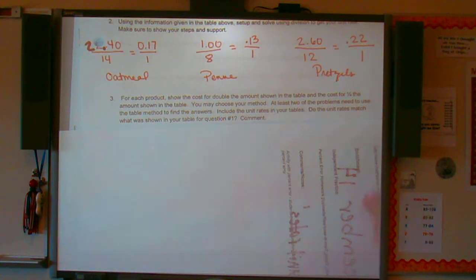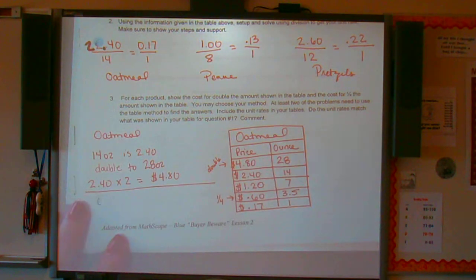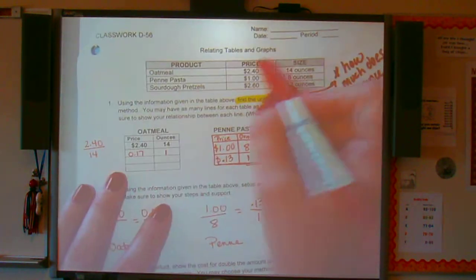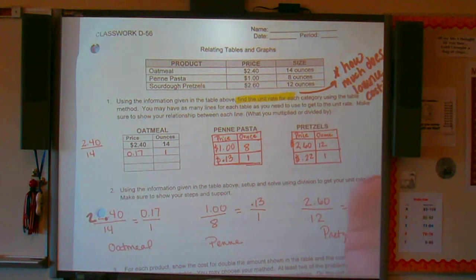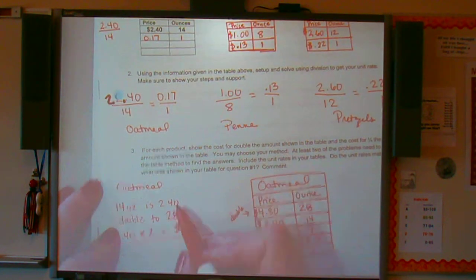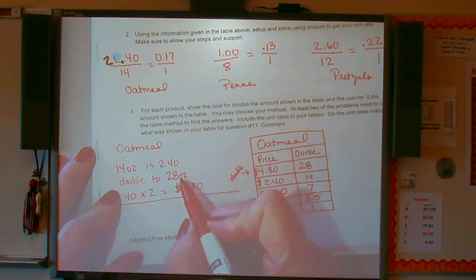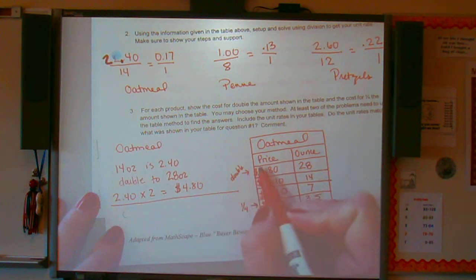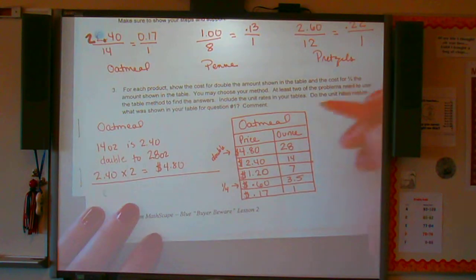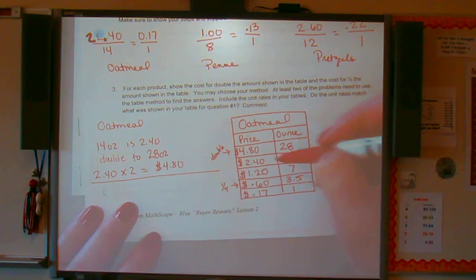Basically, just looking at the oatmeal, 14 ounces is what our original data table gave us. Double that would be times 2. So we want to know what would be the cost of 28 ounces? If 14 ounces is $2.40, we just say times 2 and we get $4.80. So in my data table, if I have 14 ounces, that's $2.40. If I have 28 ounces, that's $4.80.